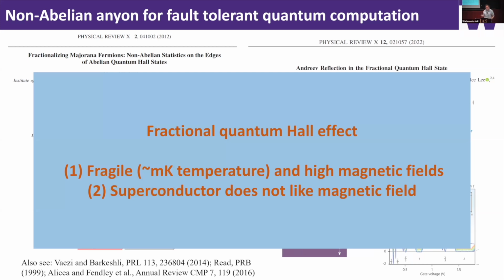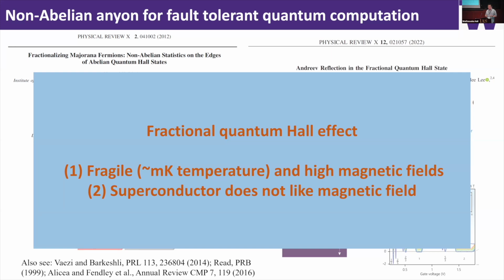The challenge is that the fractional quantum Hall effect has fragile features. You need very low temperatures, and also you need a high magnetic field to realize this fractional quantum Hall effect. But we know that the superconductor actually doesn't like magnetic field.